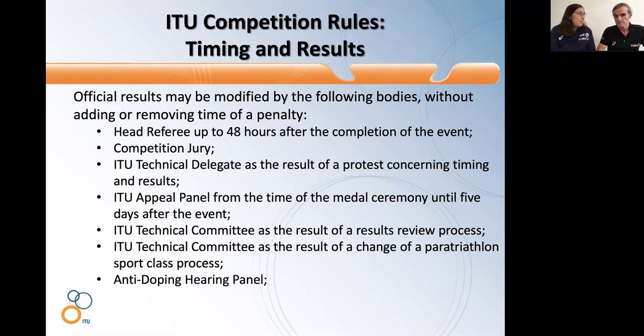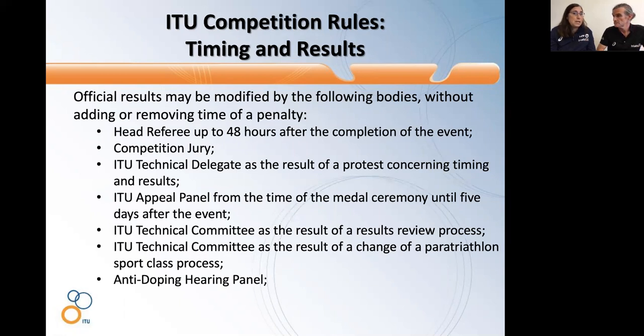So the results have been posted, and maybe we see that a mistake has been made, or maybe there was an anti-doping rule violation that came after the fact. So there's only certain people and certain bodies who are able to change the results. The head referee, up to 48 hours after the completion of the event, is able to change the results. But let me get this right, they're not allowed to change the time? Correct. You can't add or reduce times.